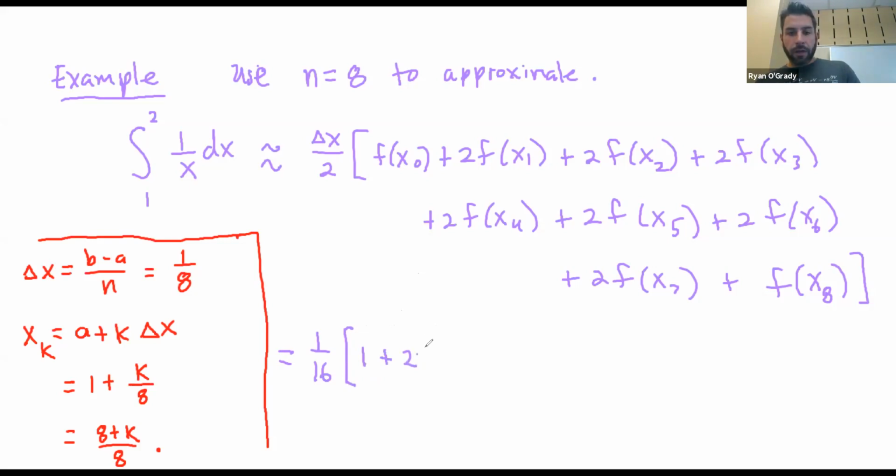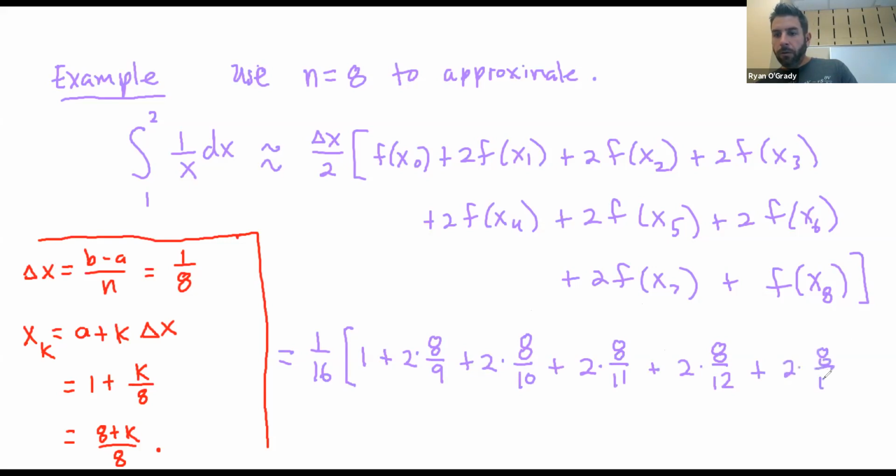But when I invert it, it's 8/9. And then the next one is 2 times 10 over 8. But when I invert that, that's 8/10. And then it's plus 2 times the next one, when I have 3, it'd be 11 over 8, or 8 over 11. And so then there's a clear pattern here. This is 2 times 8 over 12, and then plus 2 times 8 over 13.